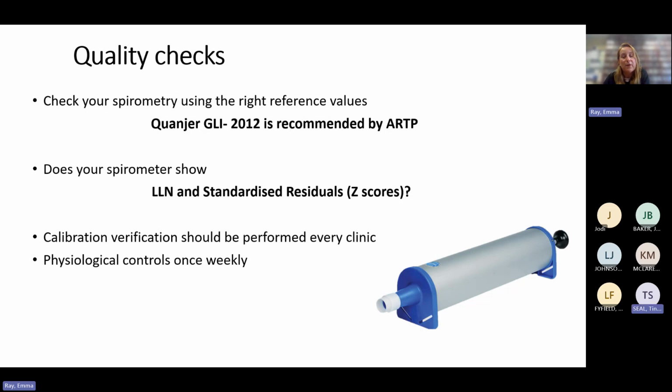And thinking about physiological controls as well. I don't think everybody's doing physiological controls, but have a look at the ARTP website about how you would do that. It's usually 2 weeks of readings. It can be really useful though if your spirometer is giving erroneous results. If someone can check it against their own lung function to see whether it correlates, that can be really, really useful to do. And that's the point of it, really, just to check the machines are working.